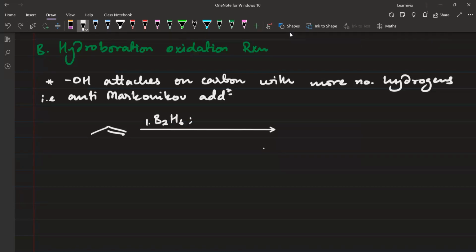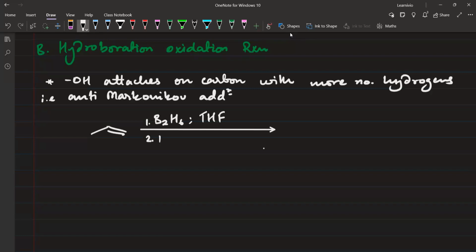B2H6 will be in the presence of tetrahydrofuran. What is tetrahydrofuran? Nothing. It is a solvent that we are going to use. It is not going to interfere with the reactant or anything else. THF doesn't matter. Whether THF is there or not, you have to do the reaction. B2H6 is the reagent that you have to look for.